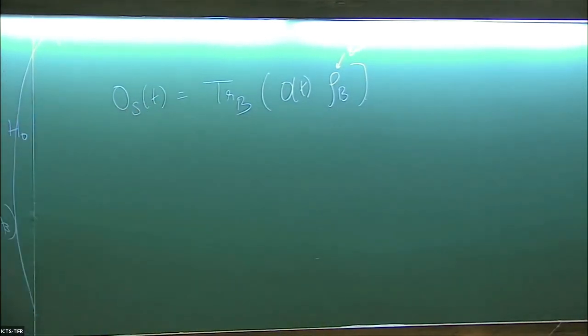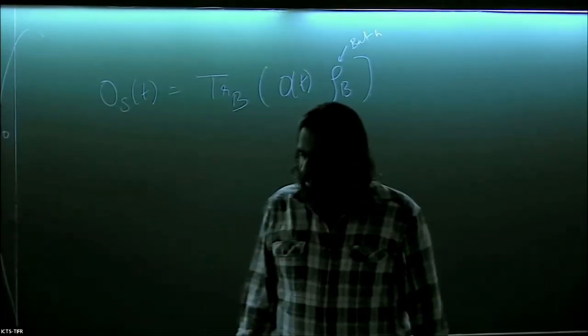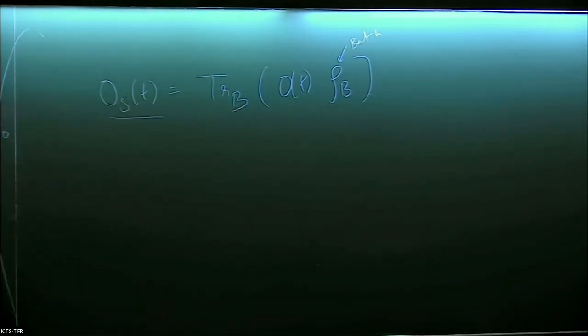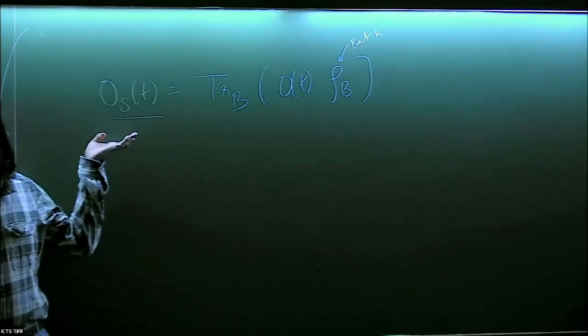Now you can ask whether I can just write down an evolution equation in terms of this O_S(t), which is just a system operator. You can call it a reduced Heisenberg density operator. This is what we would call the position operator.